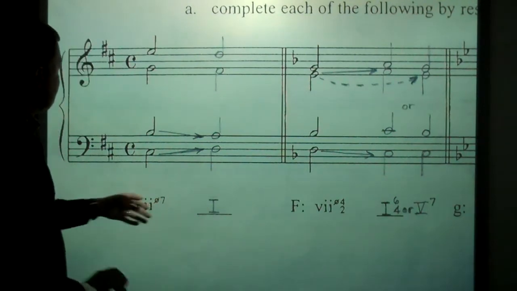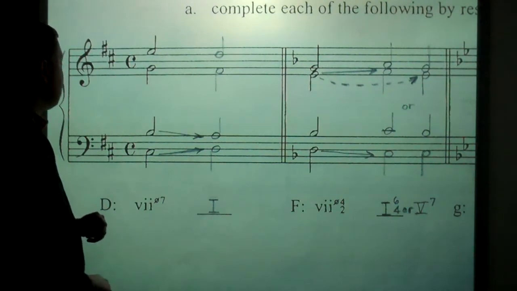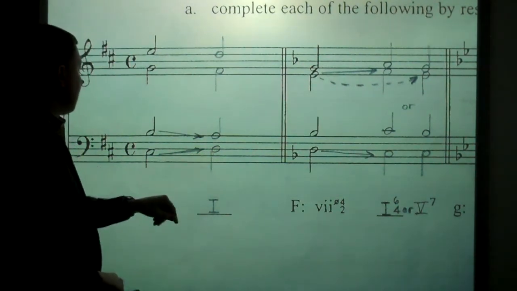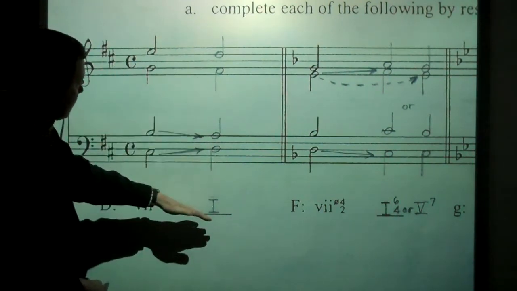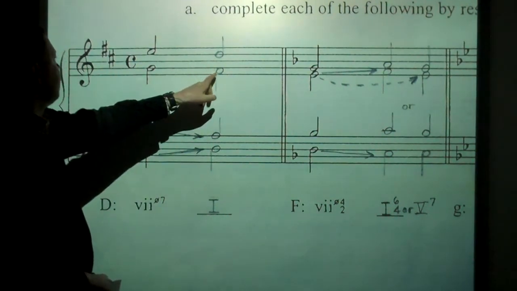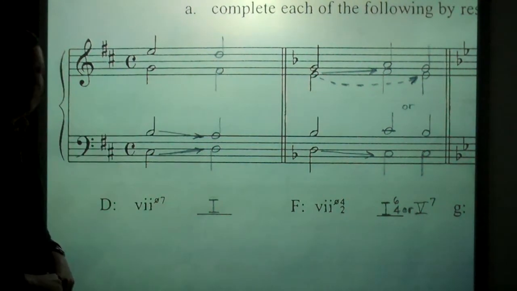So, the final answer for the part writing of this first example in section 2 of your review sheet, you should get D in the bass. You should get A in the tenor. And then to fill out the rest of the chord with good doubling, you should have F sharp in the alto and then D in the soprano.